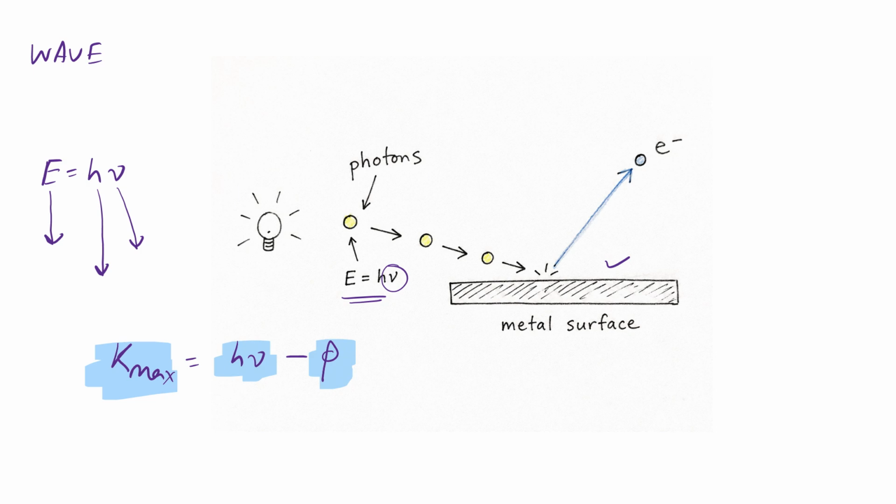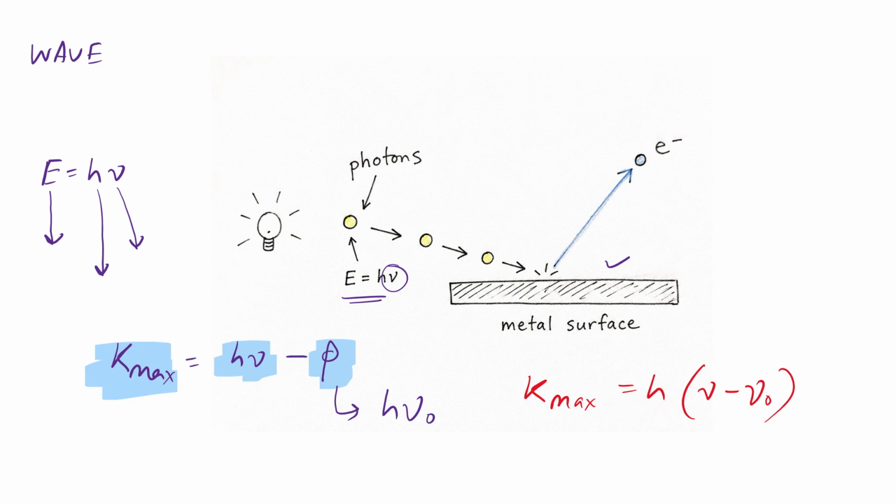If we define the threshold frequency nu naught by phi equal to h nu naught, let's say this is the threshold frequency, so we can write h nu naught, that is the minimum frequency that is required. Then we can rewrite the expression: K max is equal to h times nu minus nu naught, right?